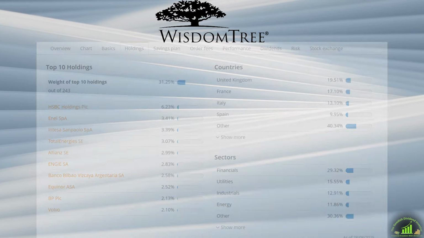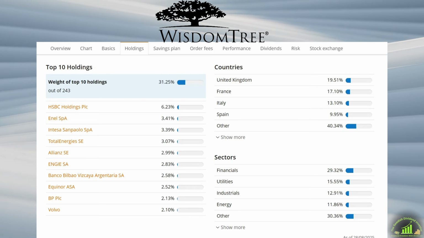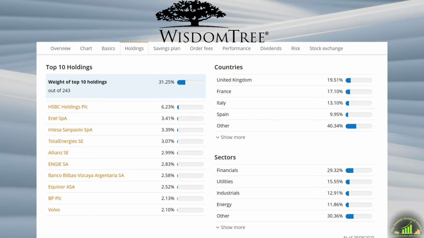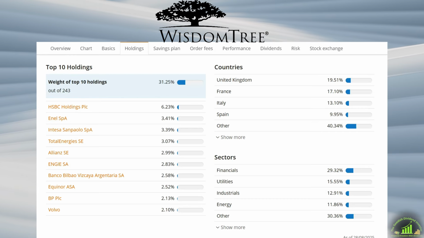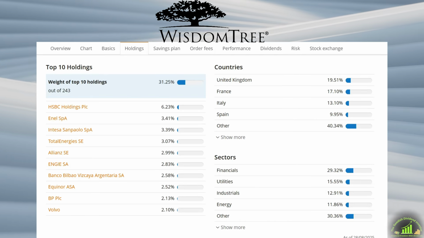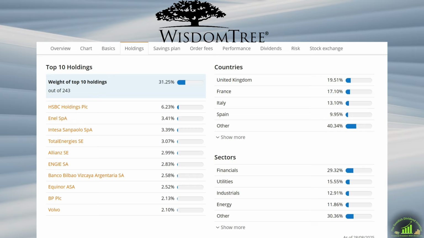Top 5 country allocation: UK, France, Italy, Spain and Germany. And the sector allocation is mostly tilted towards financials, utilities, industrials and energy. It's a good option if you're looking for European dividend income exposure in a UCITS-compliant ETF for European investors.